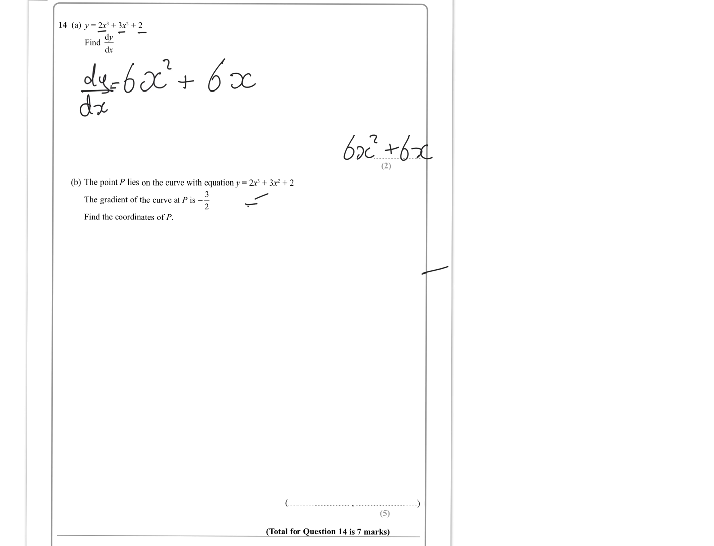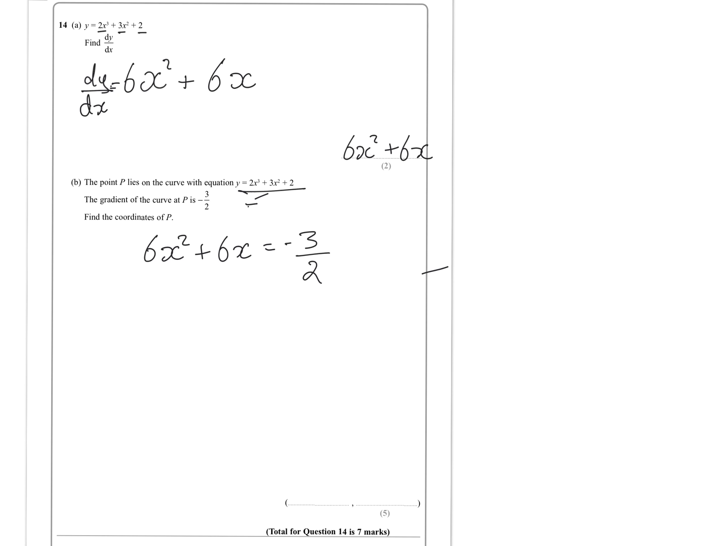Then it says the point P lies on the curve with equation this. Well, notice that this is what we've just differentiated. The gradient of the curve is minus 3 over 2. Find the coordinates of P. So this, as I said, one of the things we call it is the gradient function. So what we're going to say is when does this gradient equal this gradient that we've just been given? Minus 3 over 2.